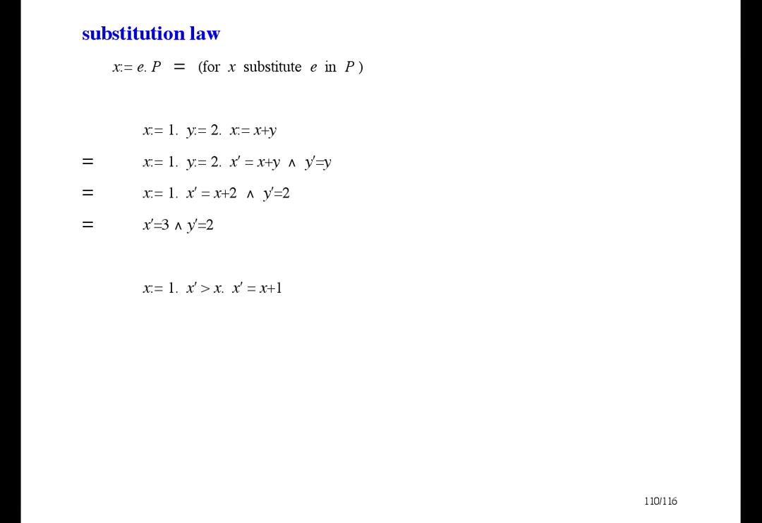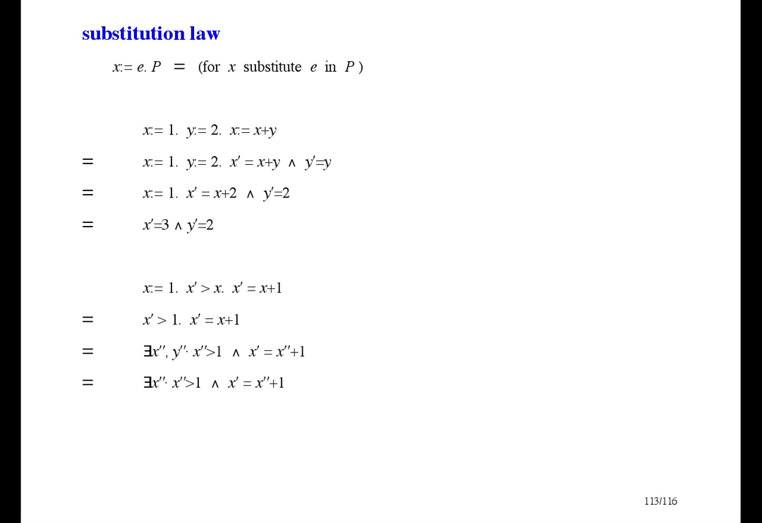In the last example, there's only one assignment, so we may as well use the substitution law where we can, replacing x by 1 in the middle part. So we get x prime greater than 1, and we still have the last part. And there's nothing we can do but use the definition of dependent composition. Now we have exists x double prime and y double prime. The y double prime isn't actually used, so we can get rid of that.